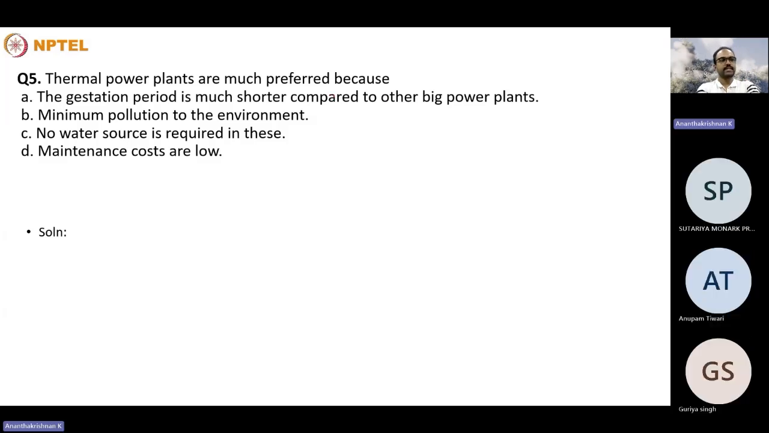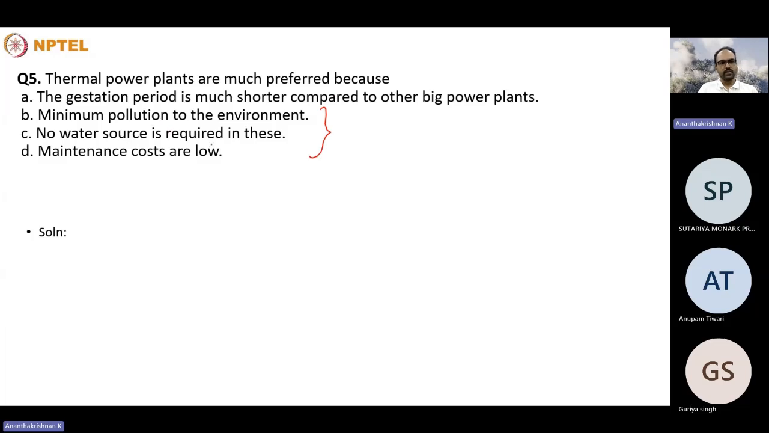Yeah. The question is regarding thermal power plants. These are much preferred because the gestation period is much shorter compared to the other big plants. Minimum pollution to the environment, no water source is required, maintenance costs are lower. We can rule out the last three.